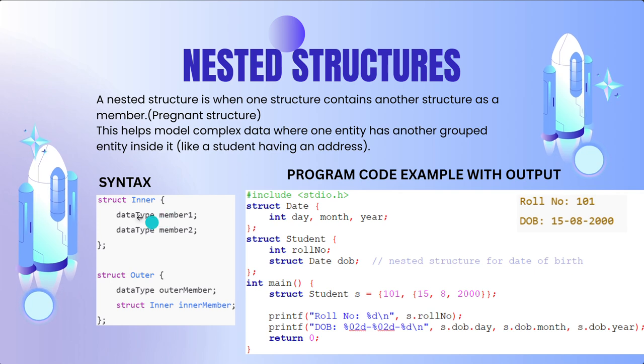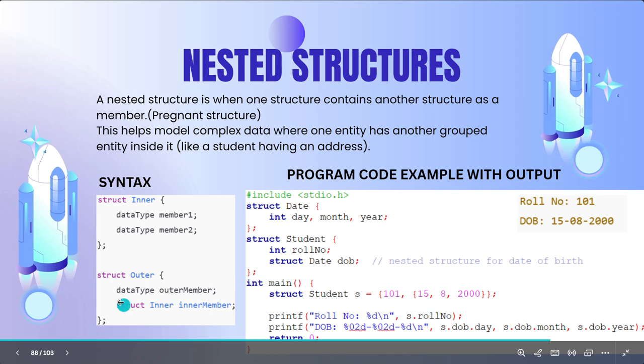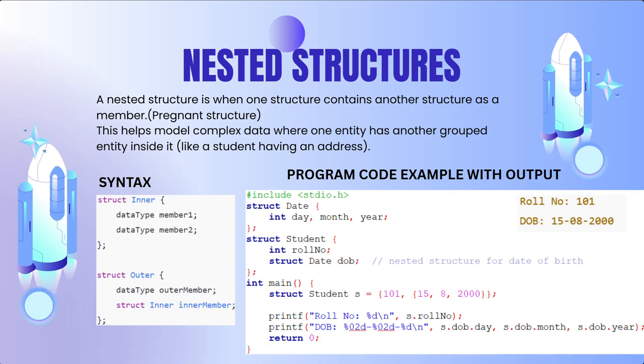This is the inner structure which has data member 1, member 2, and then the outer structure, data type of the outer member, and then struct inner member. From here we are accessing this inner member. So inside one structure, another structure is being present. It's like calling a structure from another structure. We don't say that, we just call it nested structures. Now let us understand it with the help of code.